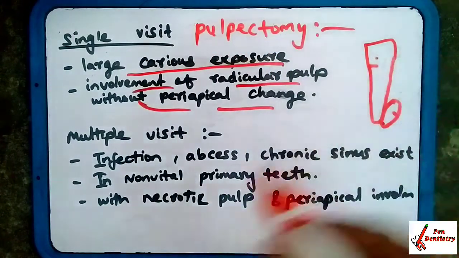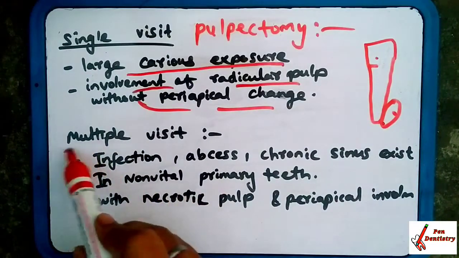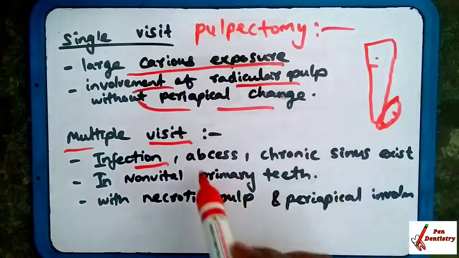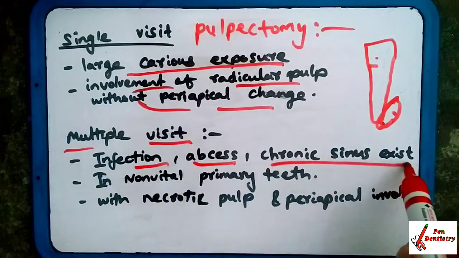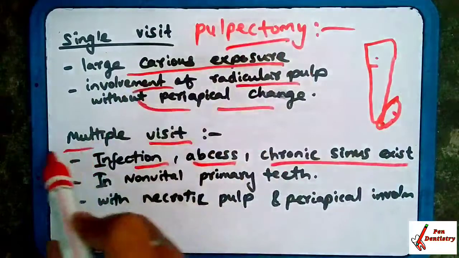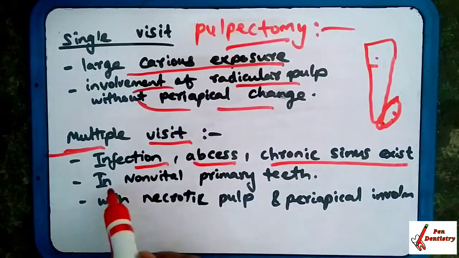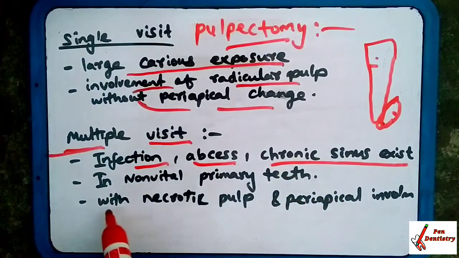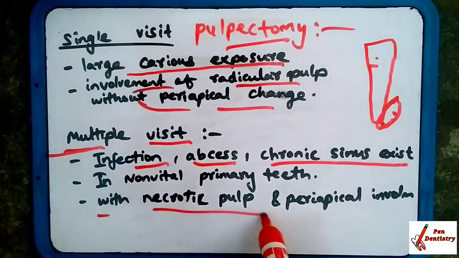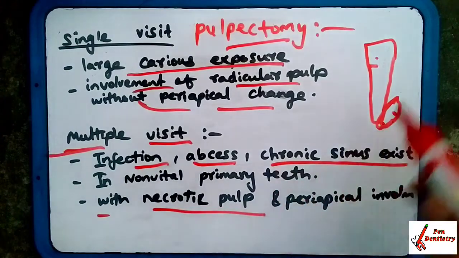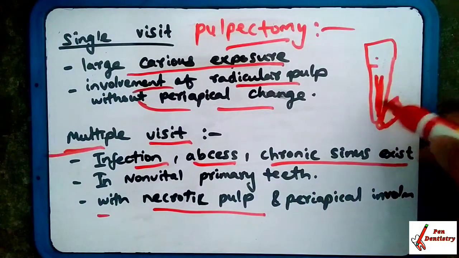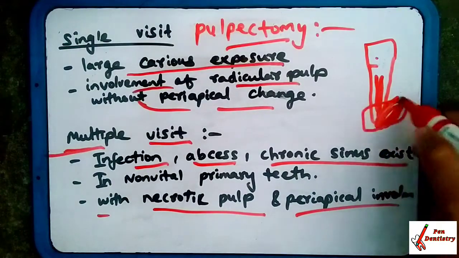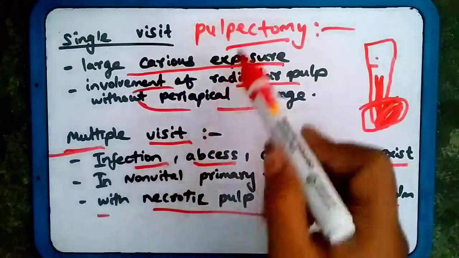And for multiple visit pulpectomy, the indication is when infection is there, abscess is there, or a chronic sinus exists. Then you go for the multiple visit pulpectomy. It is done in a non-vital primary tooth, where the pulp is necrotic and there is involvement of the periapical region. Then you are going to do the multiple visit pulpectomy.